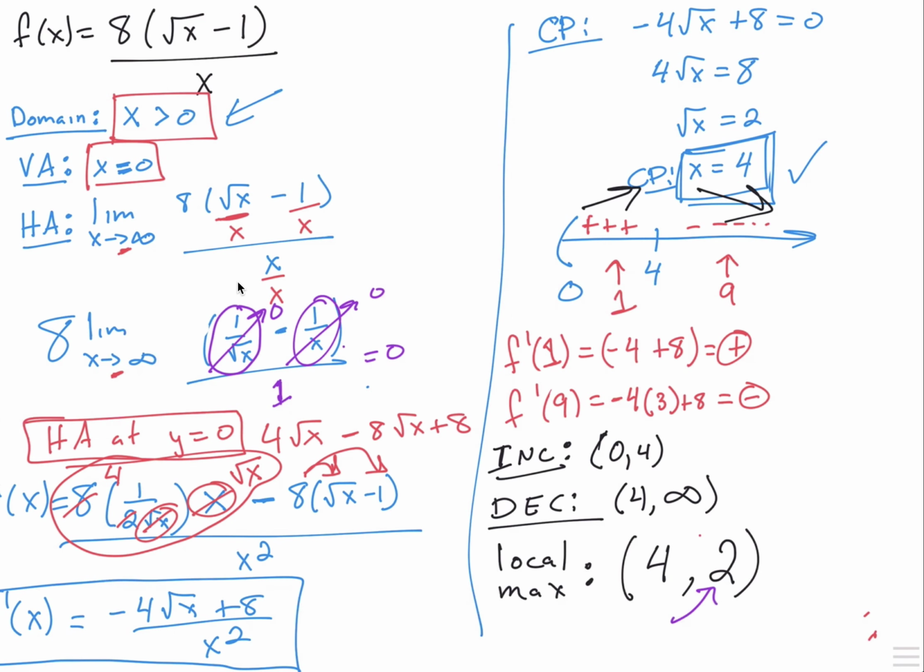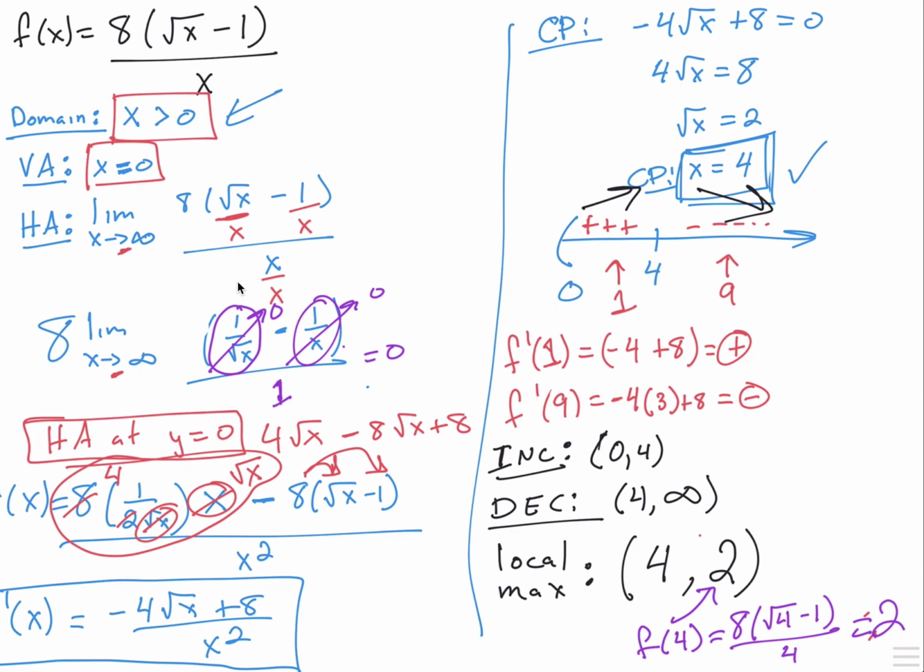Where do I get 2 from? Plug 4 into the original, right? So this is 8 times square root of 4 minus 1 divided by 4. That's 2. That's where that 2 comes from. Yeah? Okay. Do I have everything I need? No. Still have to do the second derivative.